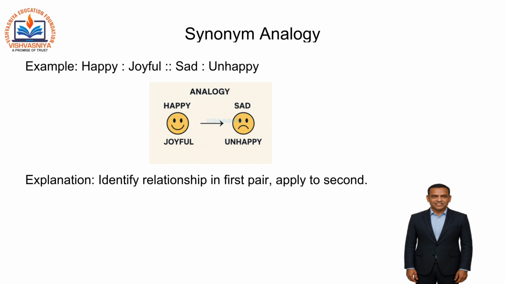In synonym analogies, the relationship is based on similar meanings. For instance, happy is to joyful as sad is to unhappy. Recognize the synonymous connection in the first pair and replicate it in the second. This approach ensures consistency and accuracy in identifying analogous relationships.